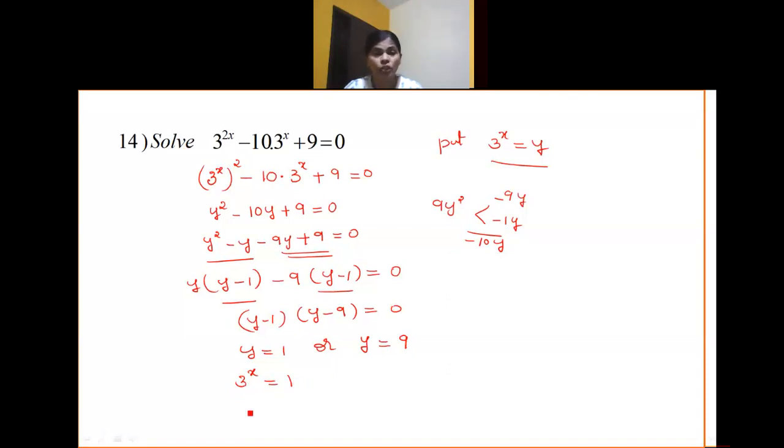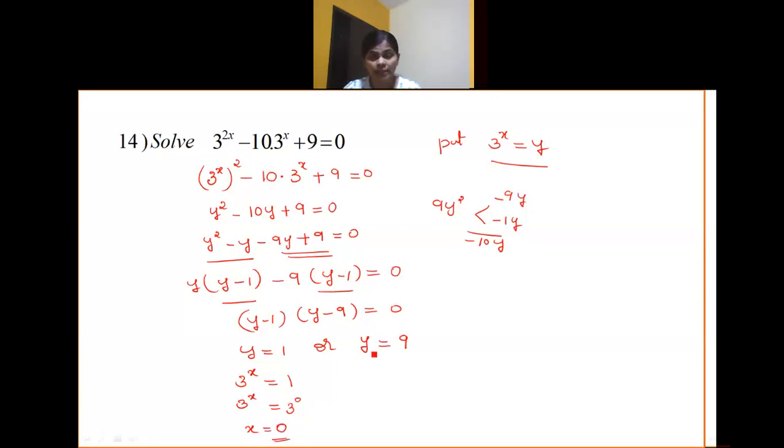So on the left, I have the base 3 to the power x. On the right, this 1, let me write it as 3 to the power something. In order to get 1, I can write it as 3 to the power 0. So now since the base is the same, I get the value of x as equal to 0. This is one of the values.